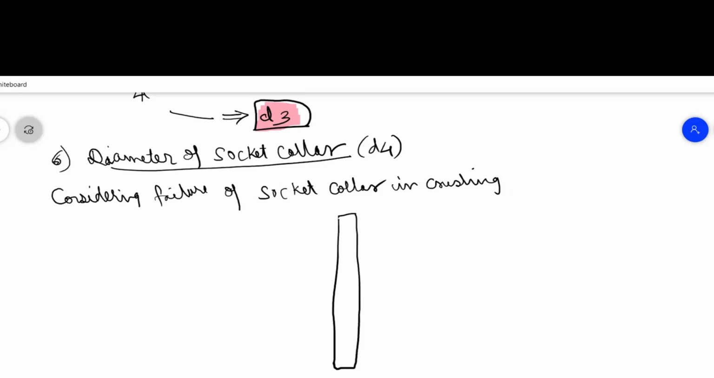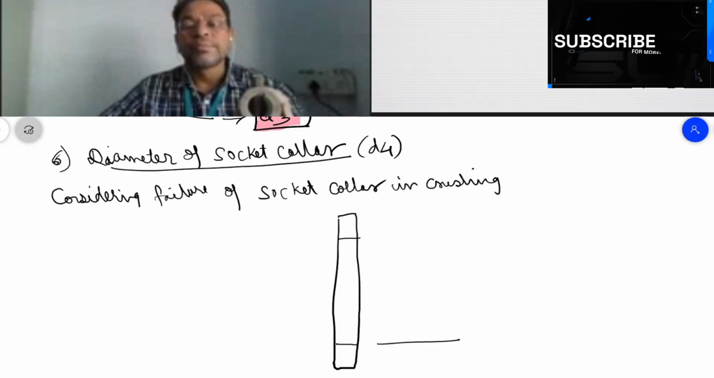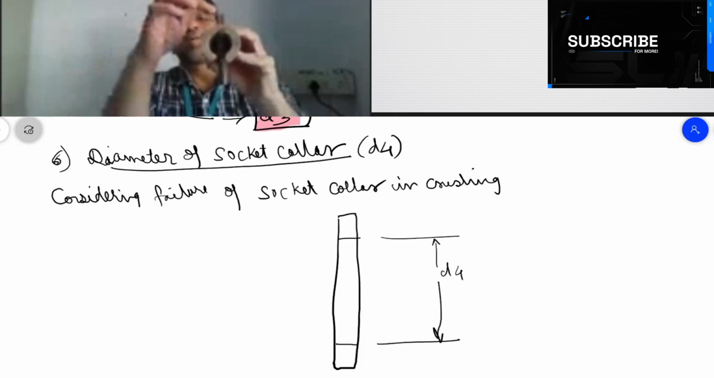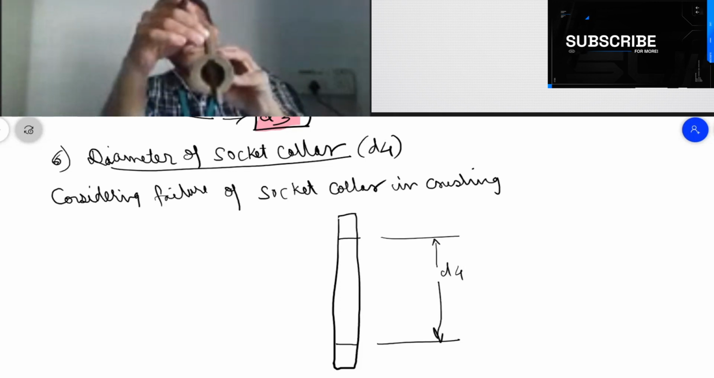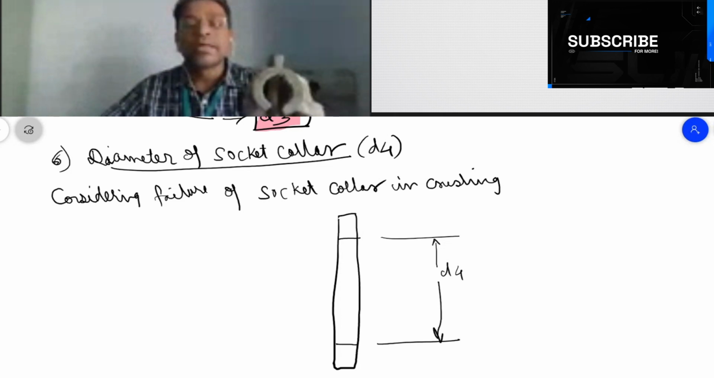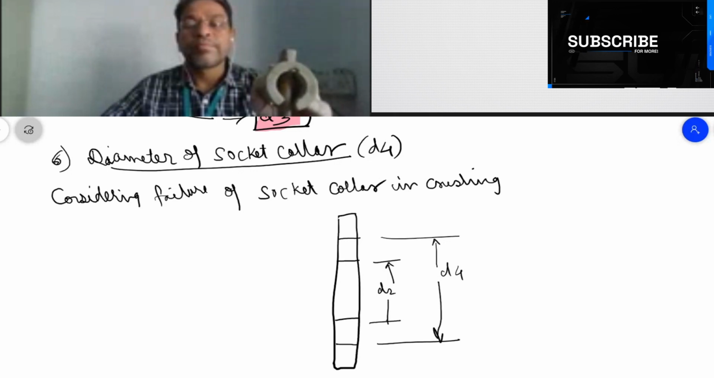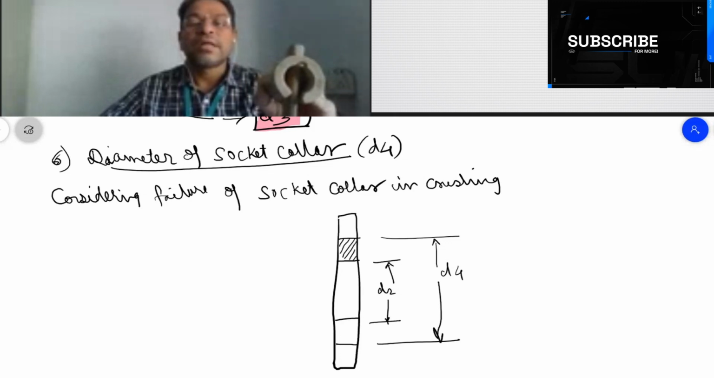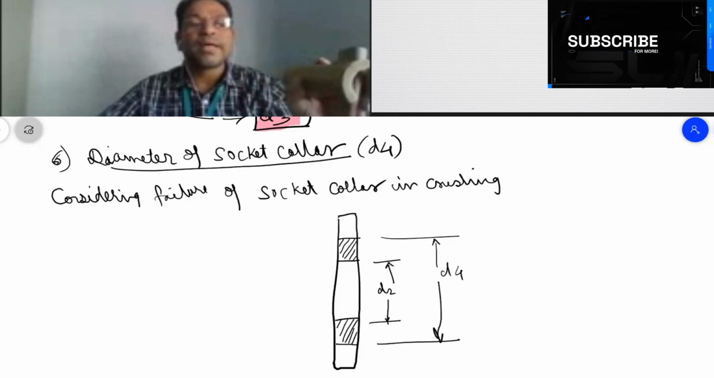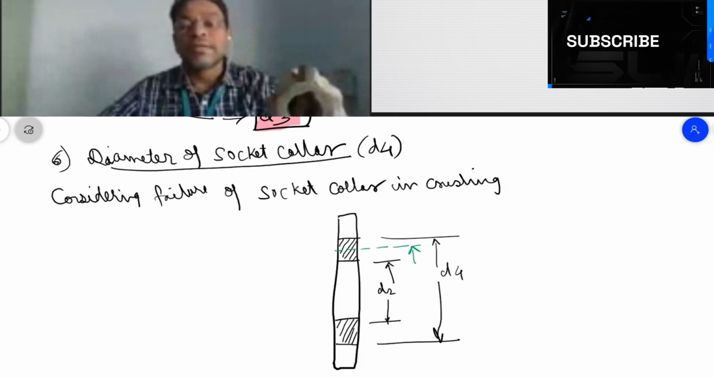This is D4. From here to here is D4. और कहाँ तक टच हो रहा है? Till D2. This is D2. So this is crushed and this is crushed. और इस दोनों के बीच में एक सर्कल आएगा D1.